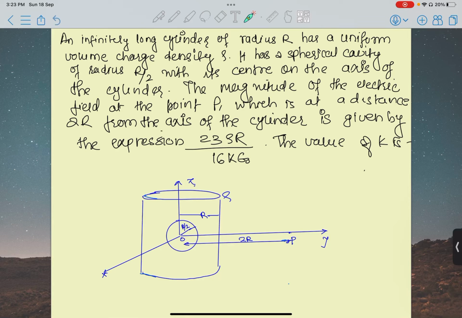The following question has appeared in the JEE 2012 exam. The question is as follows. An infinitely long cylinder of radius R has a uniform volume charge density rho. It has a spherical cavity of radius R by 2.